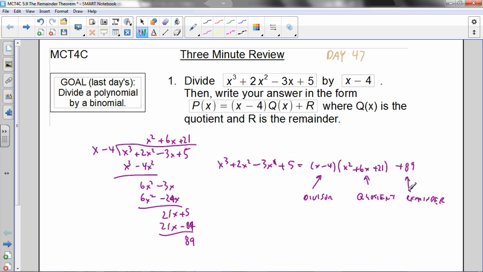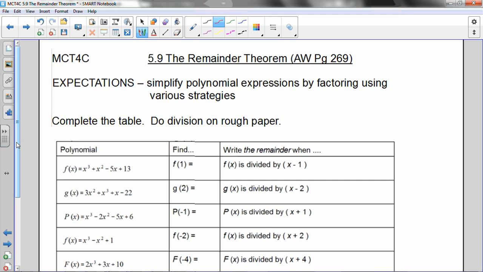Now, today's lesson is a little bit of a strange thing because we did all this dividing yesterday. Essentially, today we're going to be interested in only the remainder, which, who really cares about the remainder? But be patient. We'll see the big picture in a couple of days. We're starting today with a little investigation.